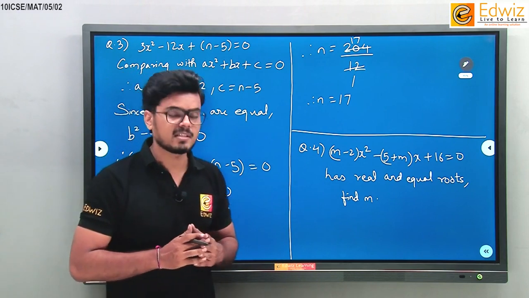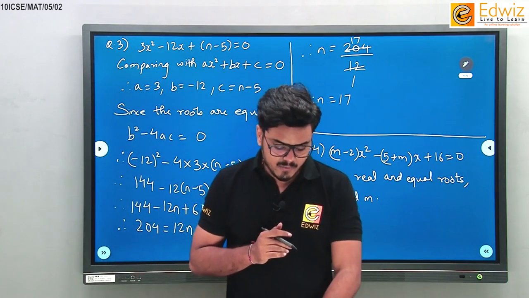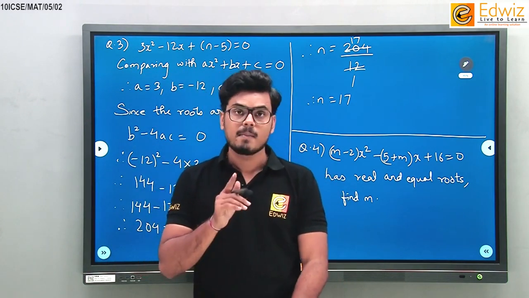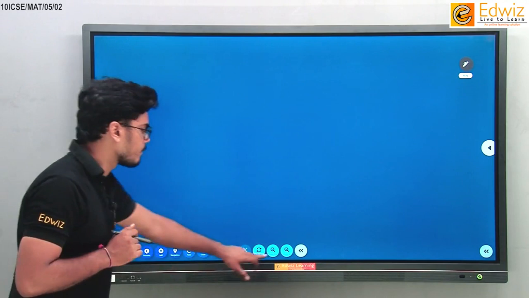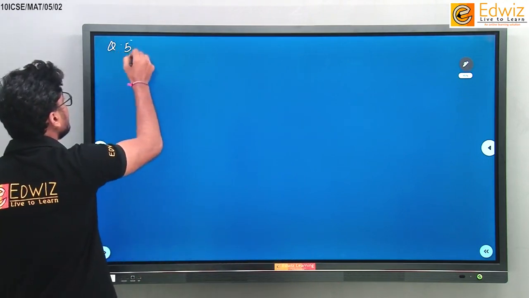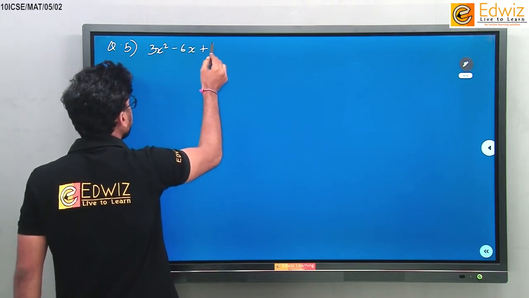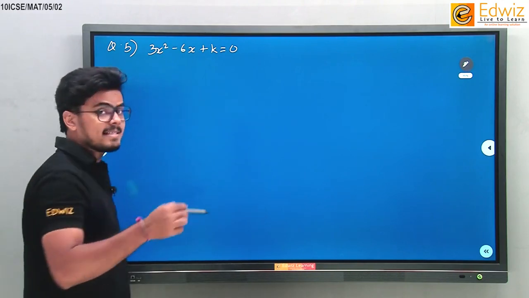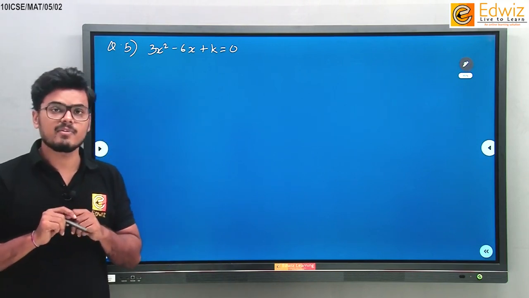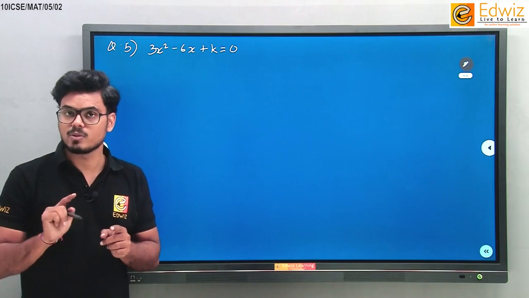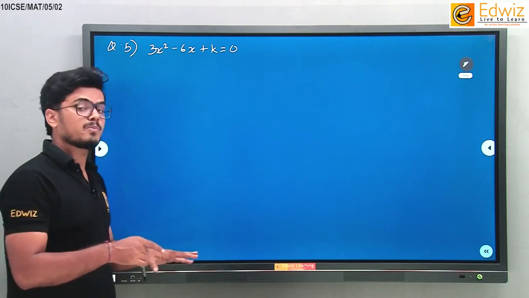Let us go to the final question in this exercise, that is question number 5. Find the value of k for which the equation 3x square minus 6x plus k equal to 0 has distinct and real roots. So this is a different question. The roots are distinct and real. Distinct means they are not equal, they are different. So when the roots are different, we know that b square minus 4ac is not equal to 0, but it is greater than 0. If the roots are not equal but real, b square minus 4ac is greater than 0.